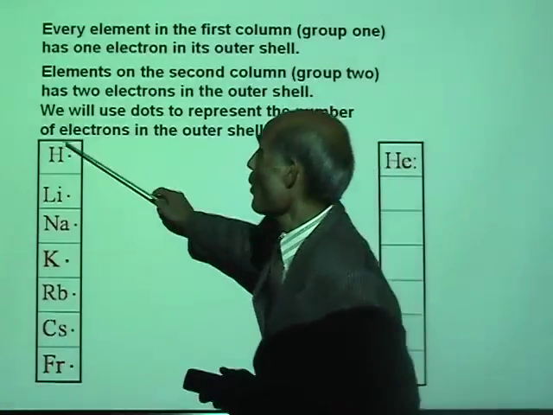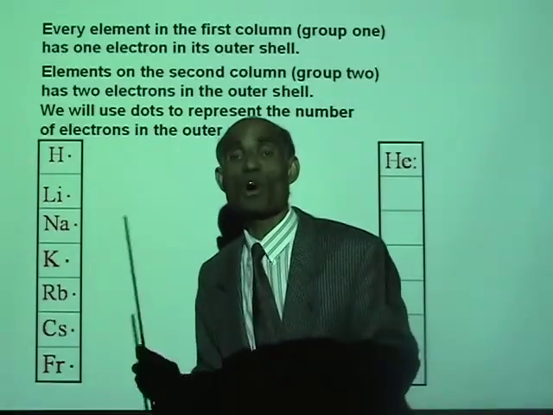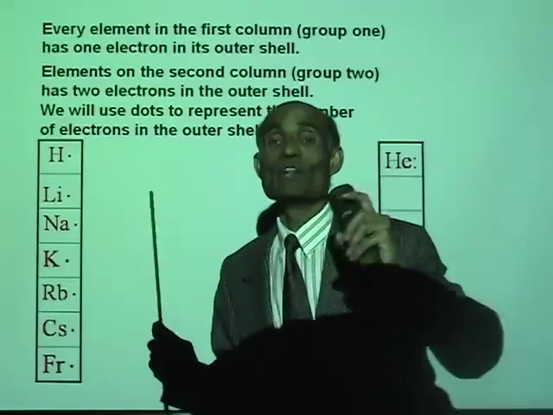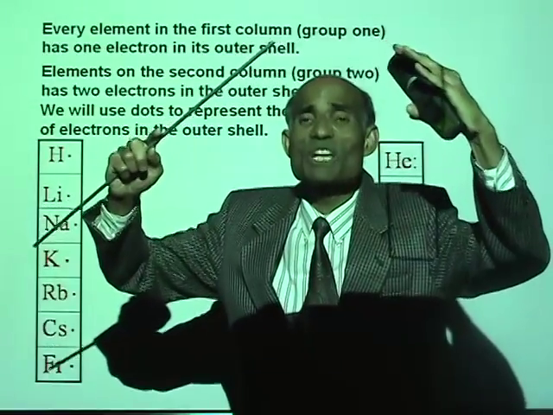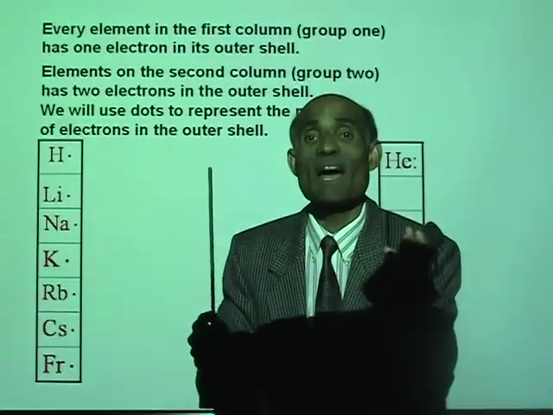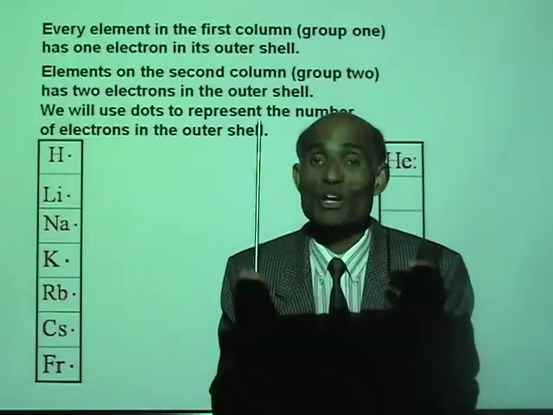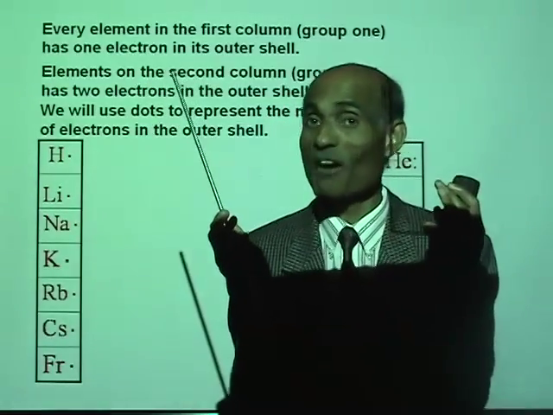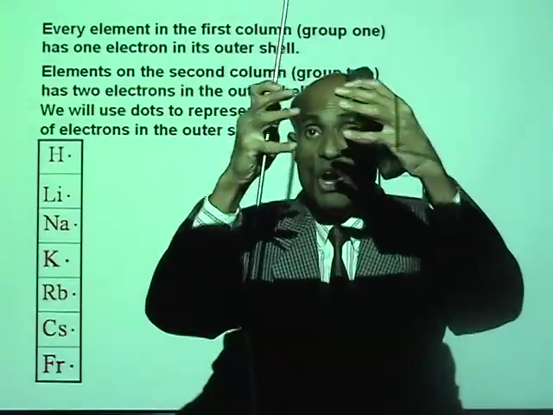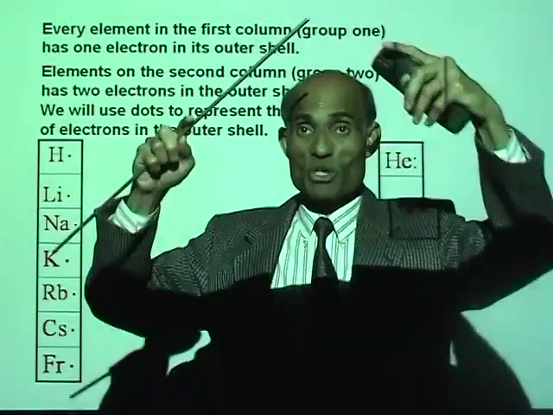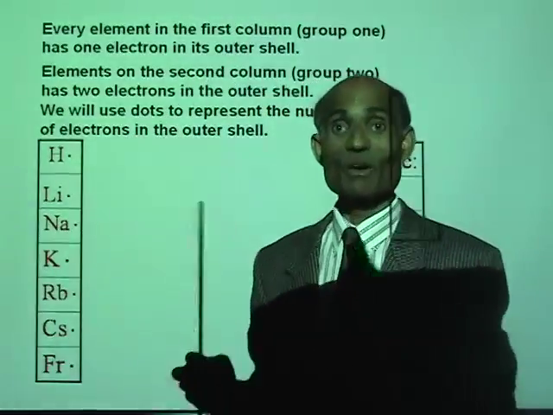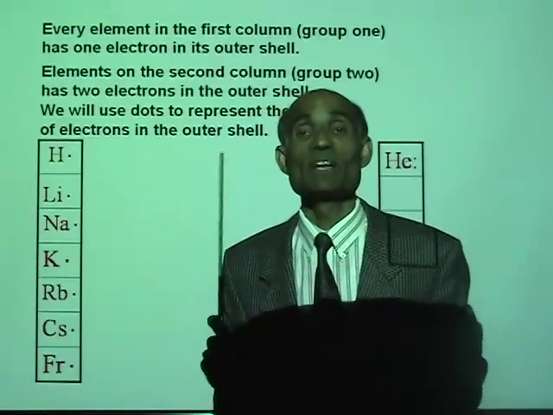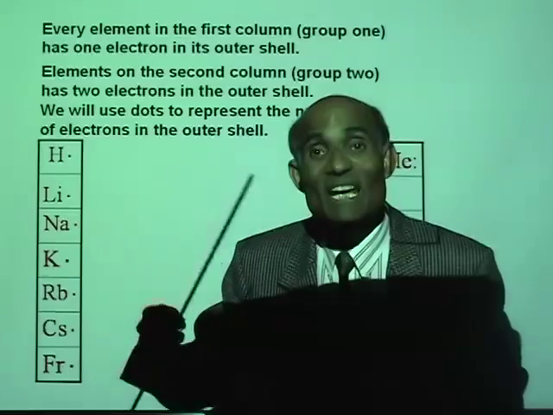Look at this. All these elements of group 1, they're called group 1 elements. They all have one thing in common. They all have 1 electron in the outer shell. But don't misunderstand me. They have a lot more electrons. They are all in the inner shells. But the outermost shell, all of them have only 1 electron. And that makes them chemically similar.